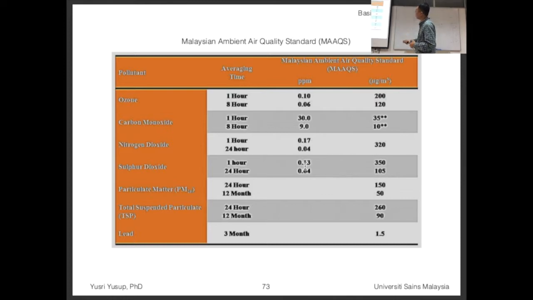And this is the old one. These are the, actually, the 5 criteria pollutants. Right now, the 6 criteria pollutants are ozone, carbon monoxide, nitrogen dioxide, sulfur dioxide, particulate matter. Last time it was just PM10. Now we have PM2.5, and I think they removed the total suspended particulate from the standard now. This is the old one.